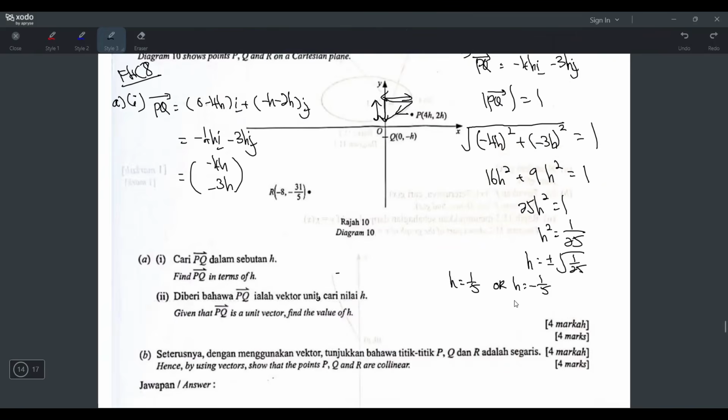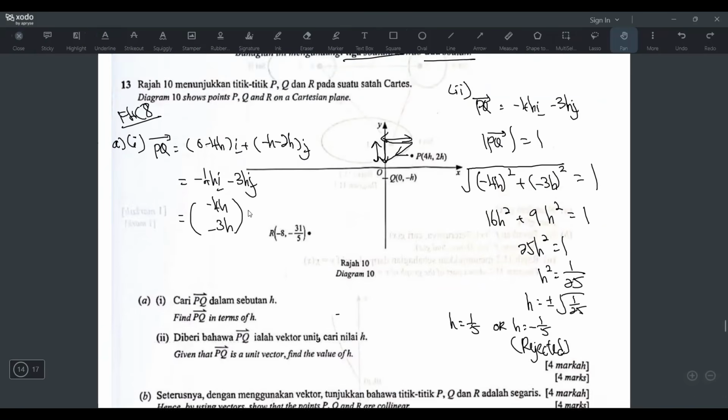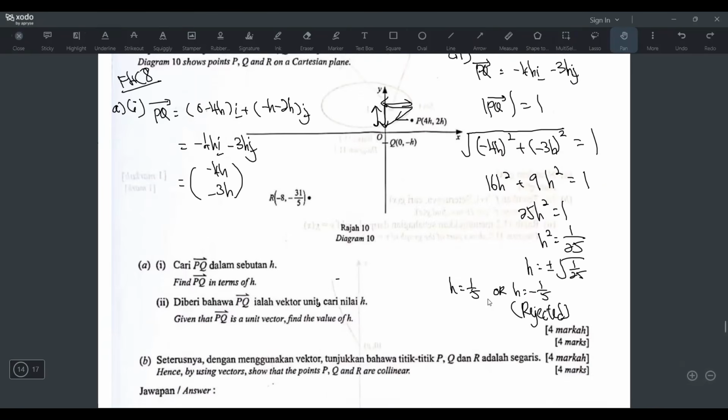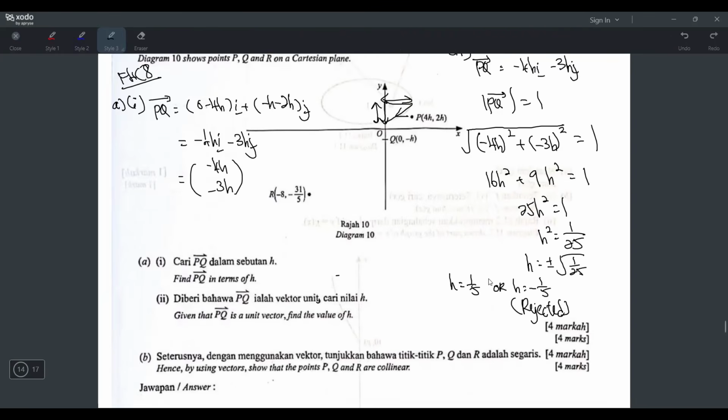Okay, but there are times where you have to take both answers, right? But not in this case. So if you want to know whether the question can reject both, reject one of the answers or not, you try to substitute back into the question and see. So if you substitute back for this question, you will realize, yeah, you can't take this. So this is the only answer that makes sense, right?